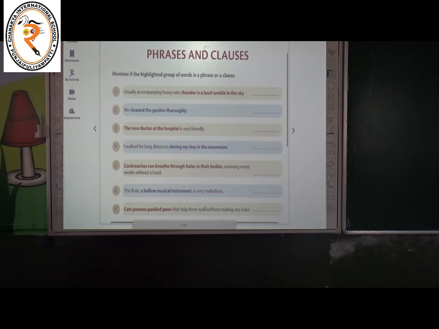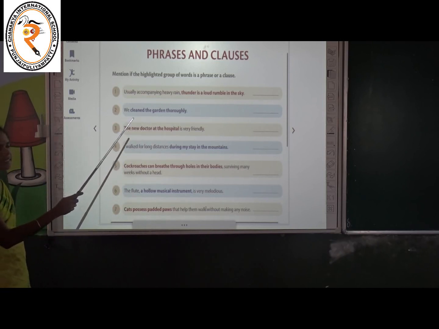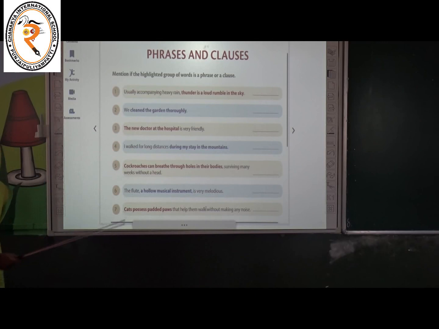We cleaned the garden thoroughly. See the highlighted part: cleaned the garden thoroughly. Is it complete or not? It is not completed, so it is a phrase. Make a note of it. Second one is phrase. And the third one.